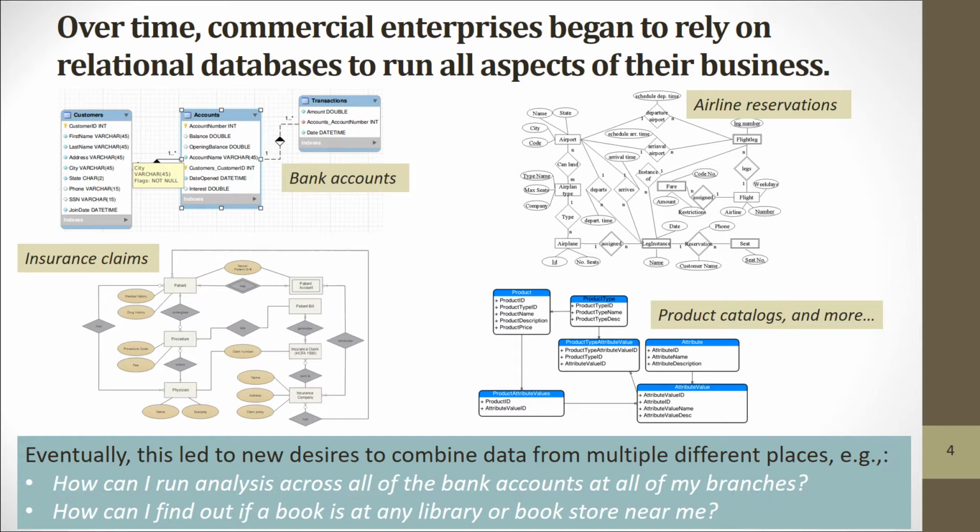And by the 1980s, most commercial and government enterprises were adopting relational database technology to run all aspects of their business. Financial institutions and insurance companies were among the first to rely on relational database systems to keep track of bank accounts and insurance claims, mostly running on mainframe computers.